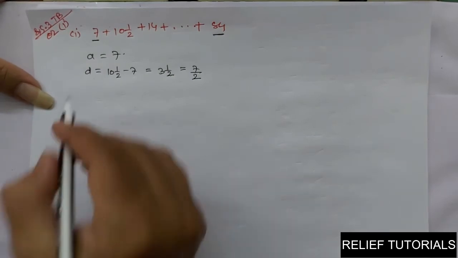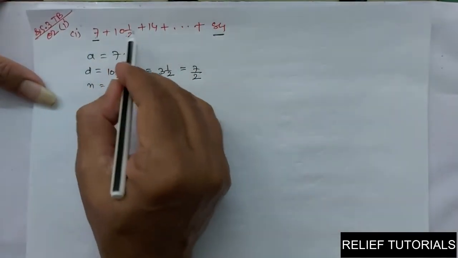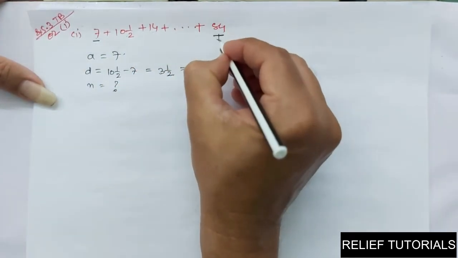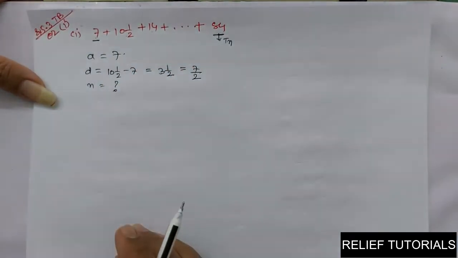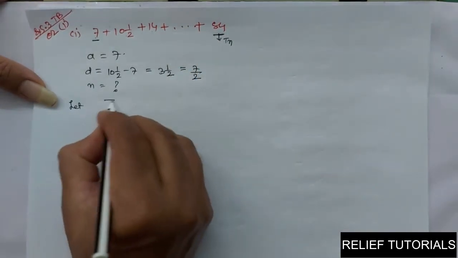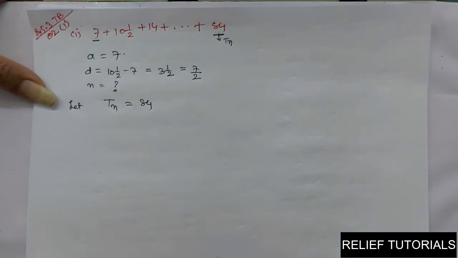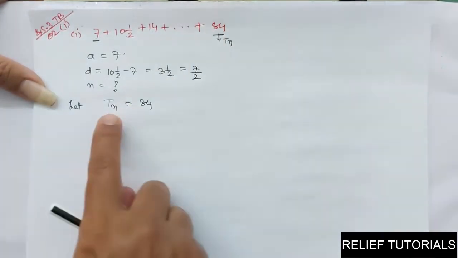Now we want to find n. We don't have n. This is the first term, this is the second term, this is the third term, and this you don't know, so let it be the nth term. Do you remember in the previous exercise 5.2 we have done? So we can say let Tn is equal to 84. Now we are finding the nth term. So the nth term is 84.